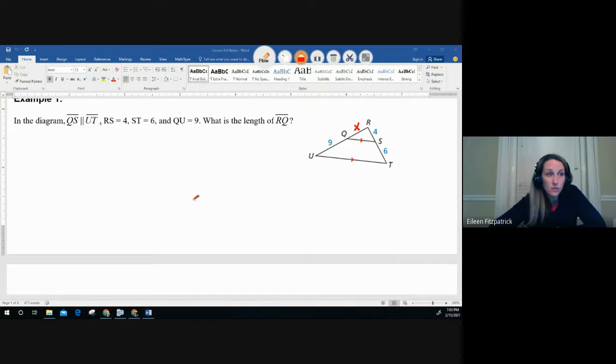So based on the first theorem, this line is dividing the two sides of the triangle proportionally. So what do you think you could write? Think about it. Write down a proportion. There's more than one that'll work.